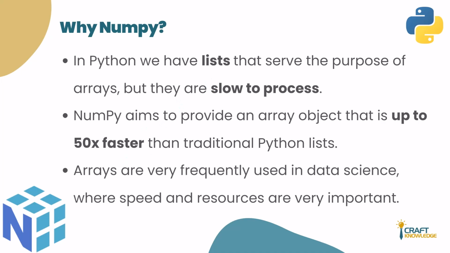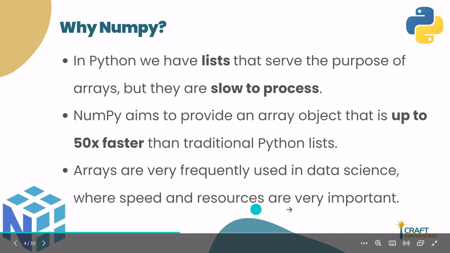If you're looking for faster speed, you should go for arrays. If you're looking for a very optimized data storage structure, then list is the one, right? But mostly when you're working in data science, you have a lot of data to work with, and you usually want faster speed. So usually the first choice of data structure for data scientists or data analysts is NumPy. Arrays are very frequently used in data science, where speed and resources are very important. Cool.